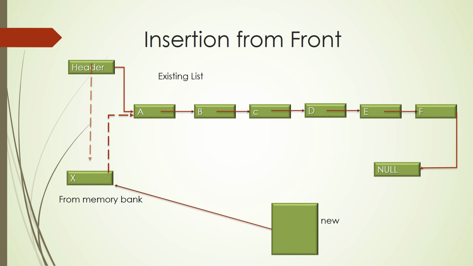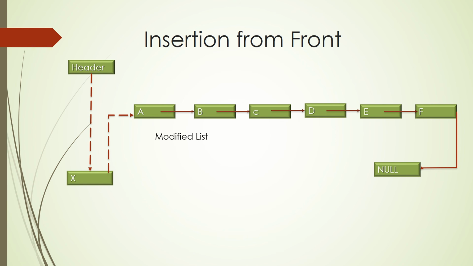Now you can update header to point to new, so that link goes off. This is your new list with X being the first node, A being the second node, B the third node, and so on. So this is how insertion happens from the front. I hope that's clear for you.